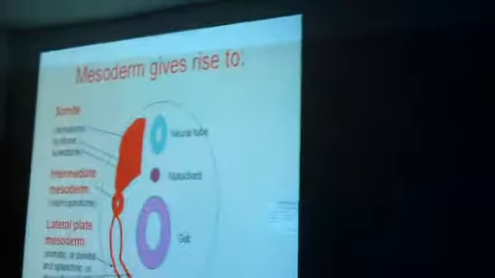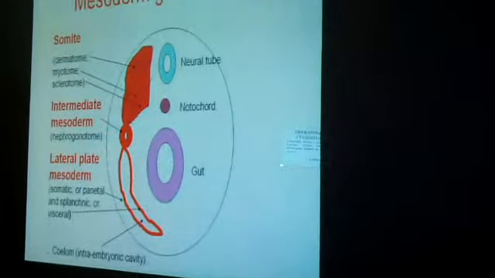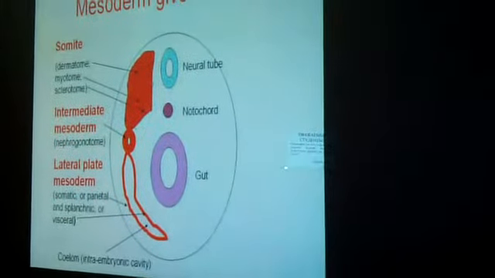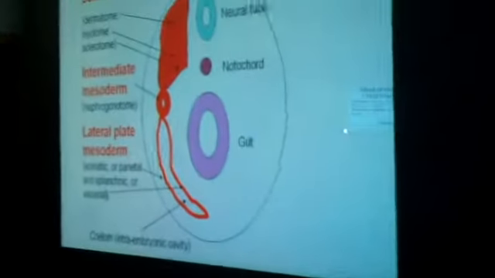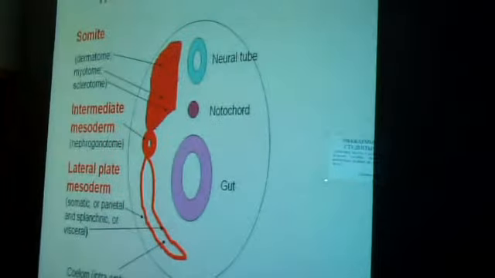There are three parts. Dermatome gives dermis. Myotome gives muscles. Sclerotome gives bones and cartilage. Intermediate mesoderm, nephrogonotome, another name, gives ducts of kidneys and the reproductive system. And the lateral plate splits into two. Lateral plate, another name is splanchnotome. Splanchnic means viscera, our internal organs. Somatic or parietal and splanchnic or visceral layers of the lateral plate.